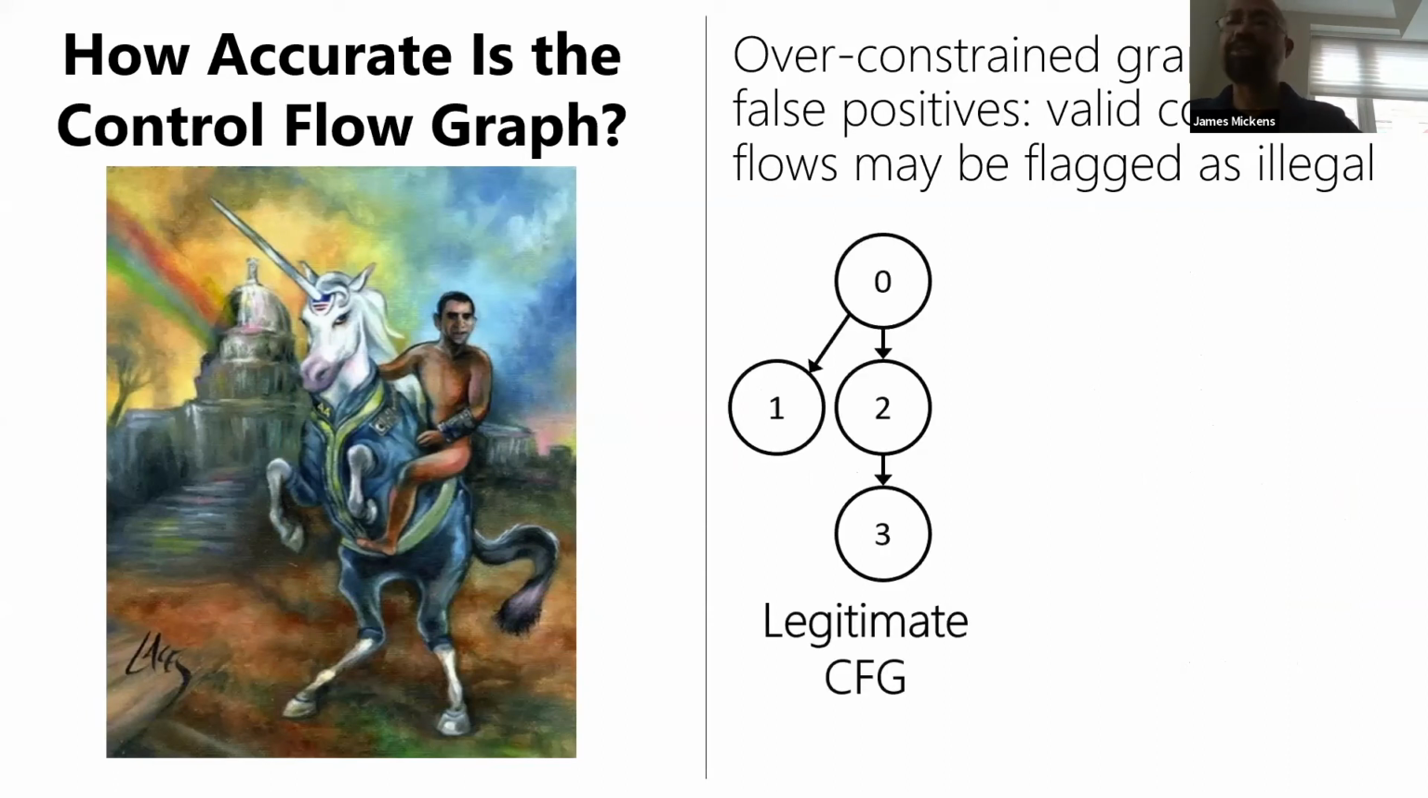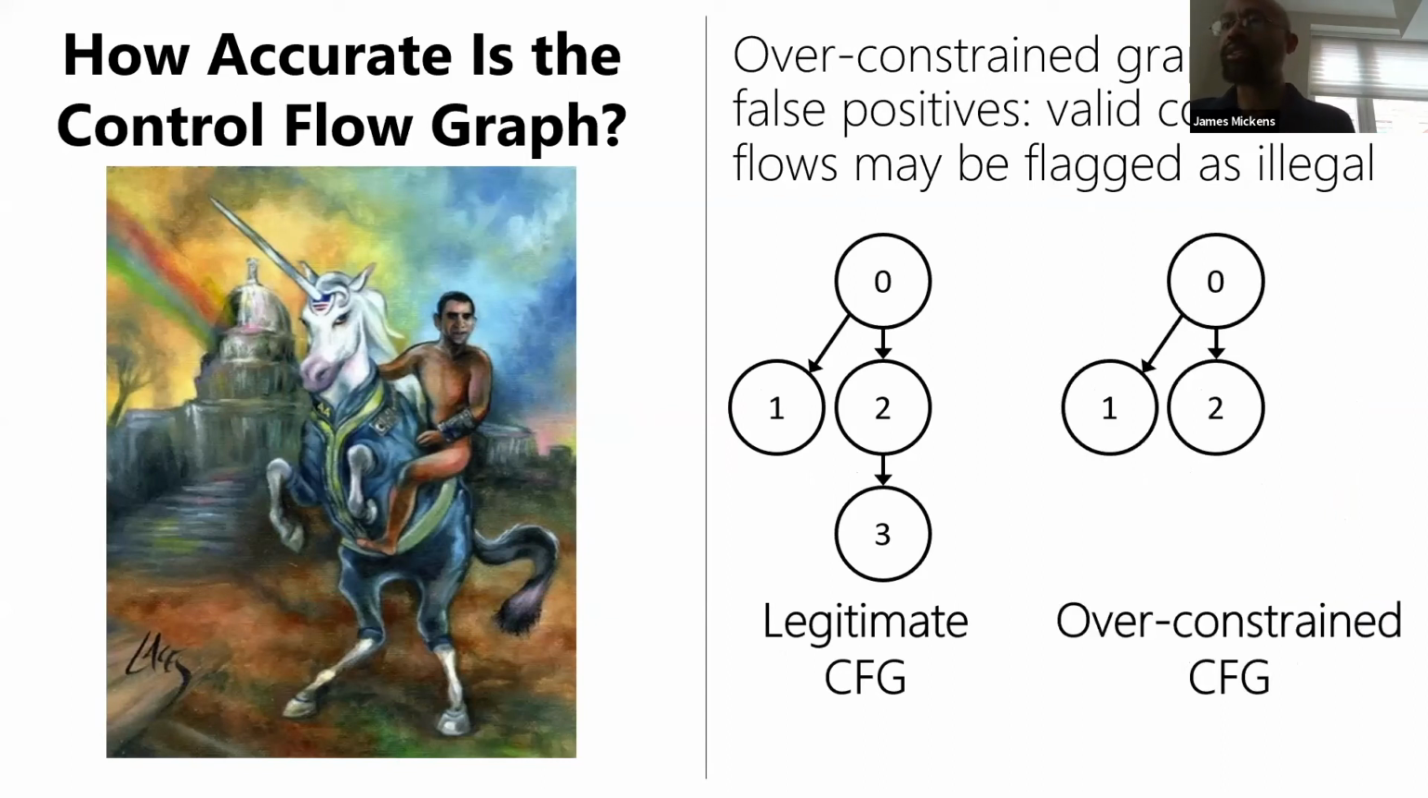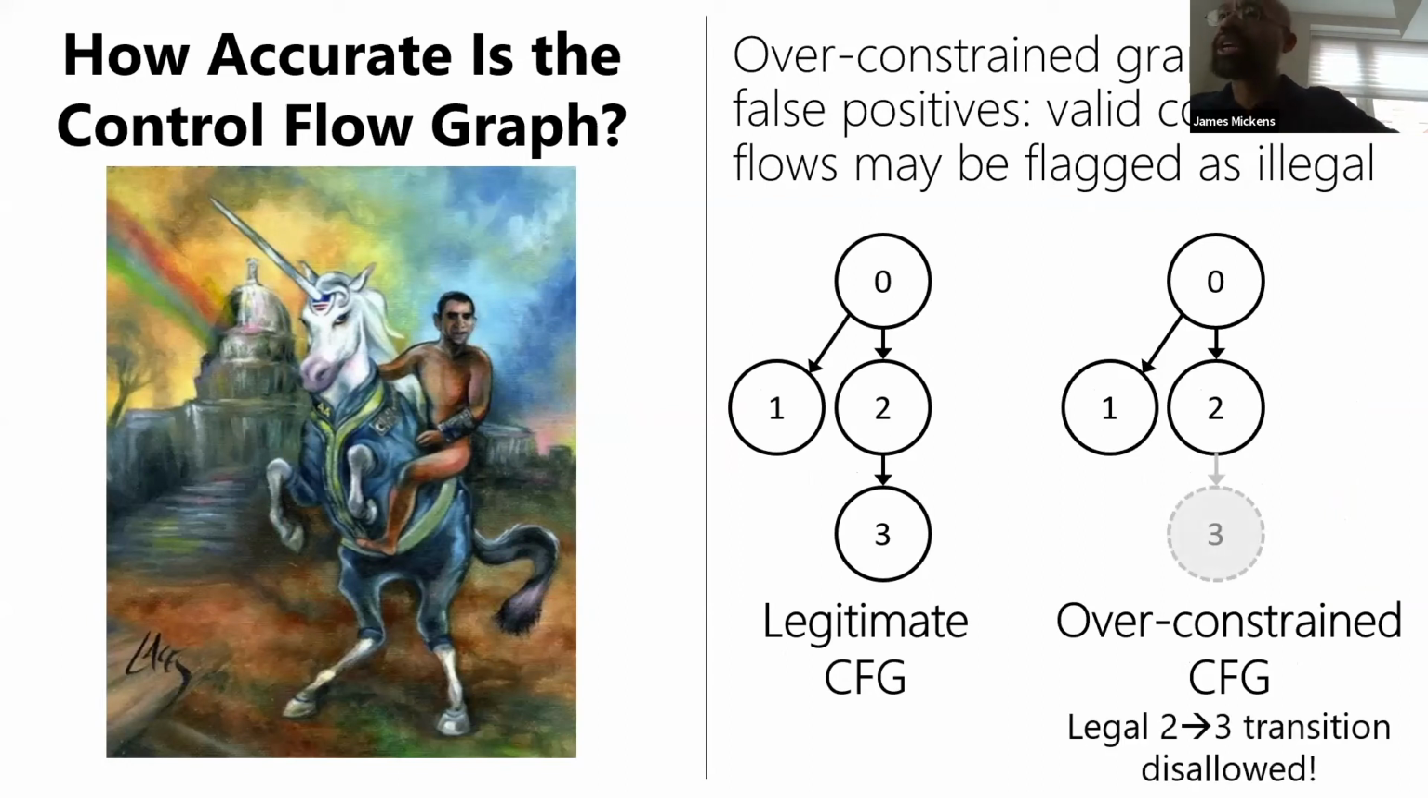So once again, suppose the legitimate CFG looked like this, the over-constrained CFG might look like that, what we see on the right. And so in this case, a legal transition from 2 to 3 would be disallowed because there isn't an edge for that in the over-constrained control flow graph. Okay, so the take-home point of this is that it's very important to have an accurate control flow graph.